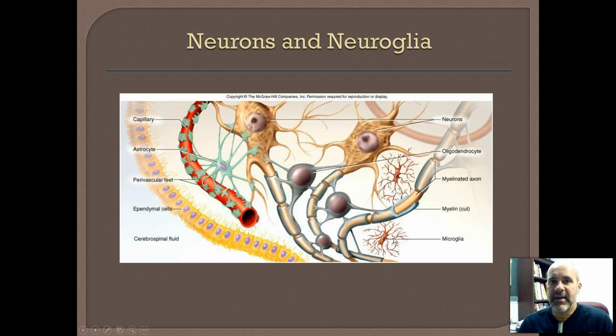Microglia, those are cells that help fight infections in the brain. They help clean up debris. They're kind of like the macrophages that we learned about earlier in the semester, kind of like vacuum cleaners to help get rid of things like bacteria or viruses. Hopefully you don't have any, but they help fight those types of things. And they'll also help clean up damaged tissues and so forth in the central nervous system as well.